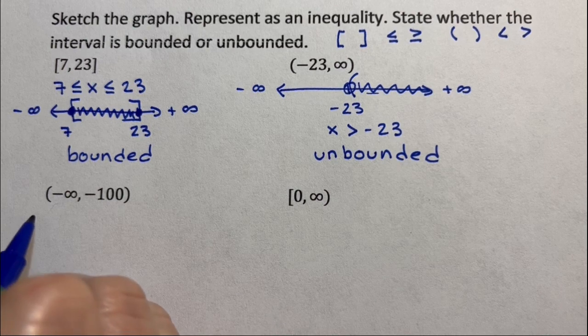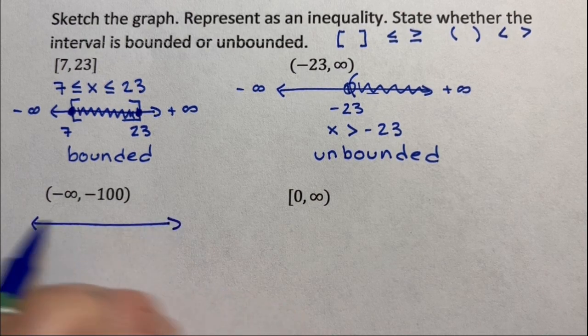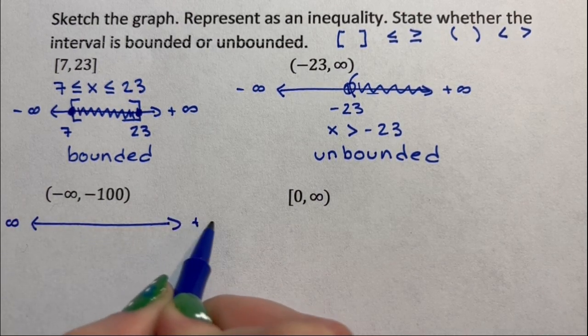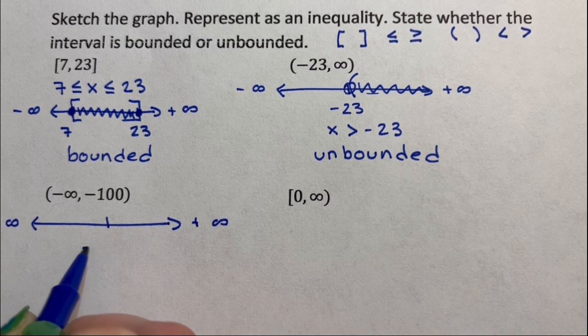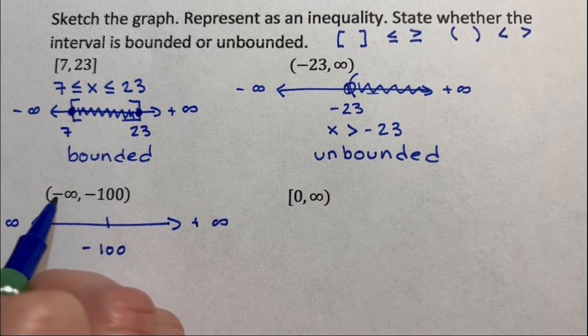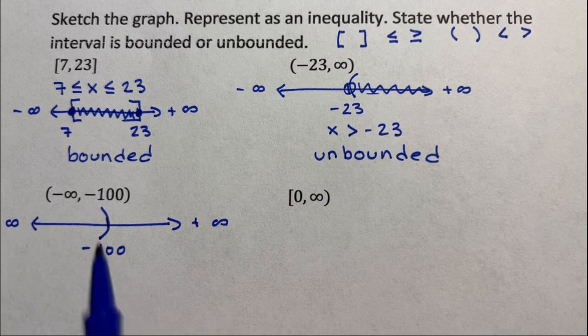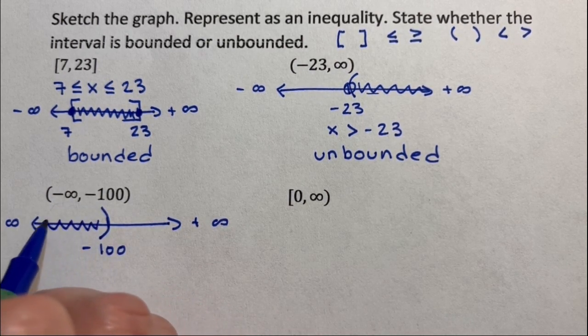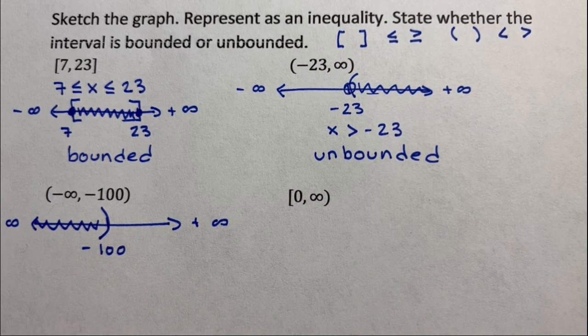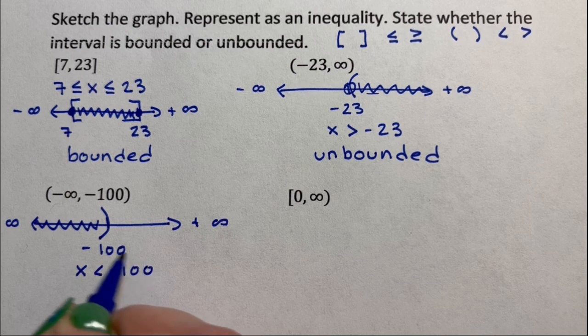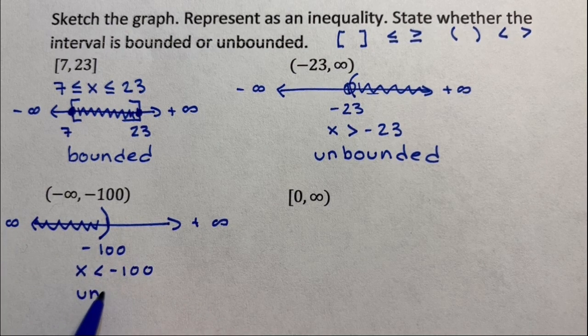All right, so for my graph, I'm going to have negative infinity and positive infinity. All I'm going to put is negative 100. Since I'm going towards that negative infinity, I'm going to put a parenthesis because there are parentheses there. I'm shading towards the negative infinity. X is less than negative 100, and we are unbounded. We are unbounded because there is nothing stopping us from going to negative infinity.